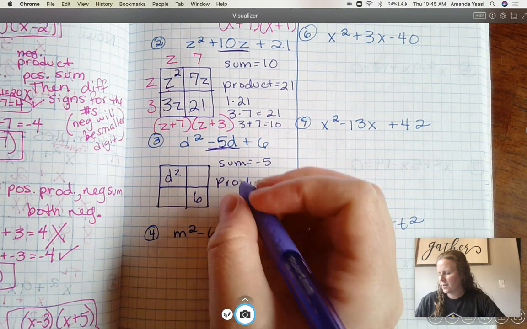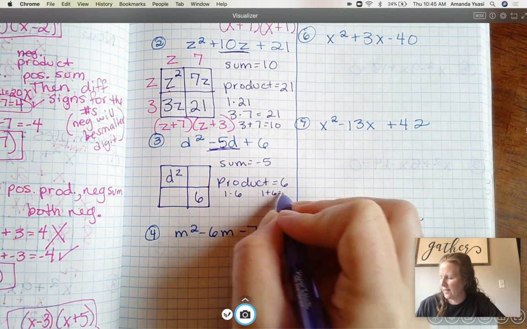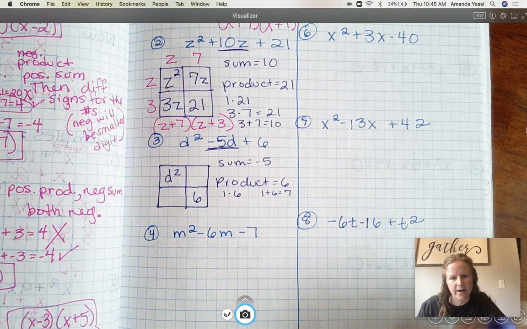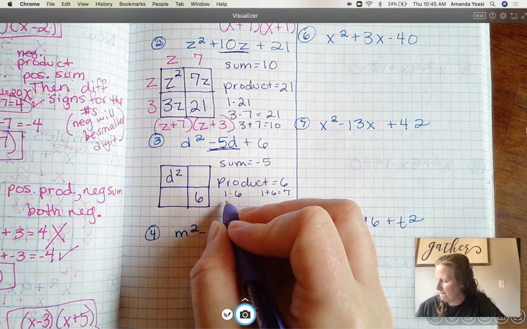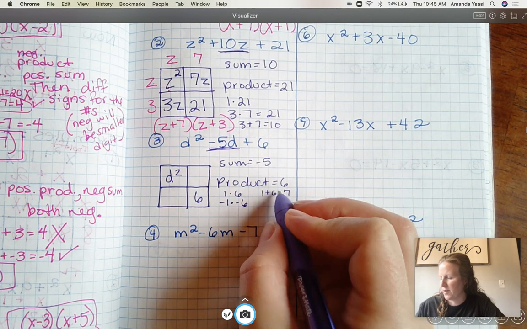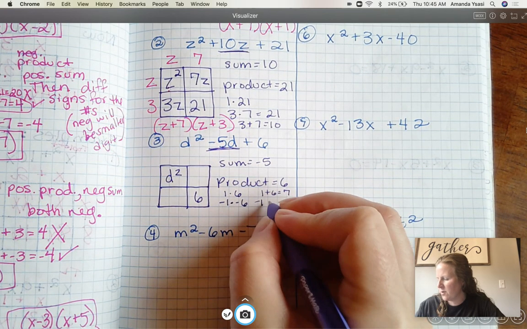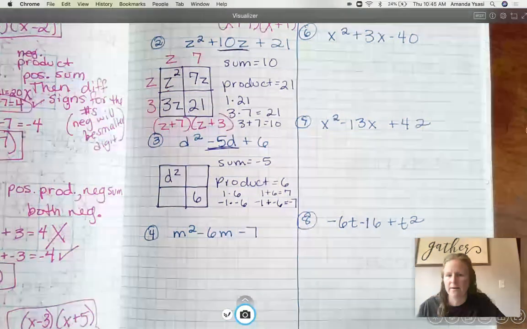So the product would be 1 times 6. If I add those together, I get 7. So that's not right. It needs to be a negative. What about negative 1 times negative 6? That gets positive 6. But what's negative 1 plus negative 6? That's now negative 7. So that's not right.